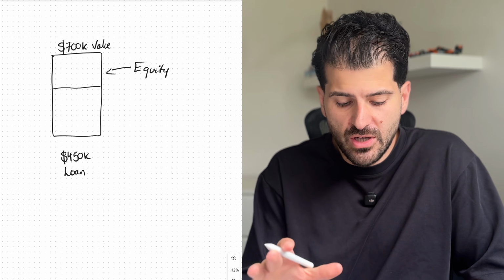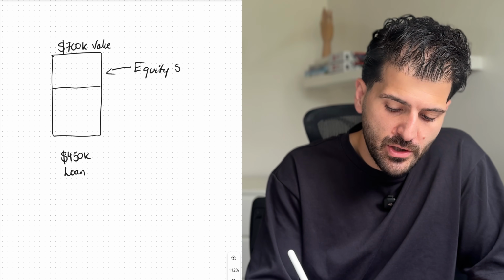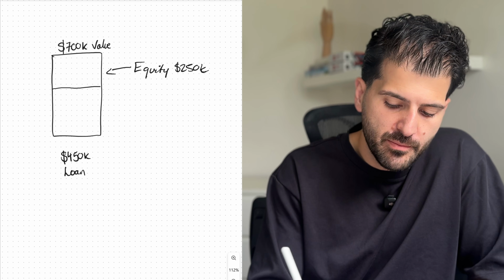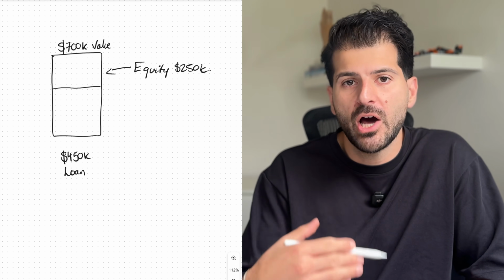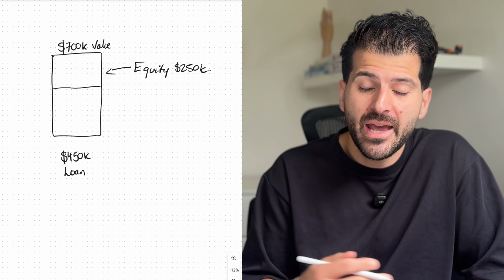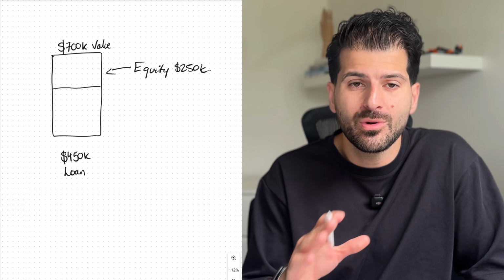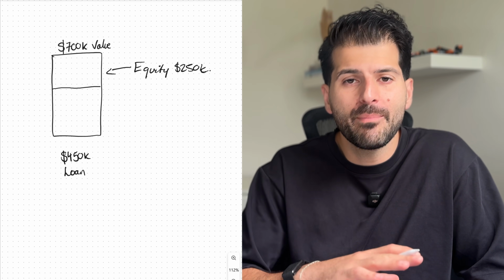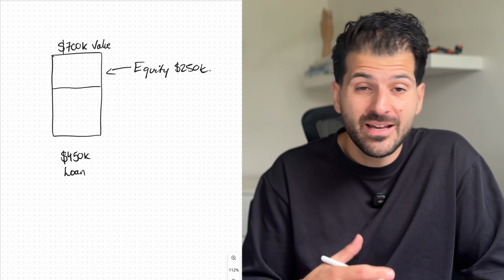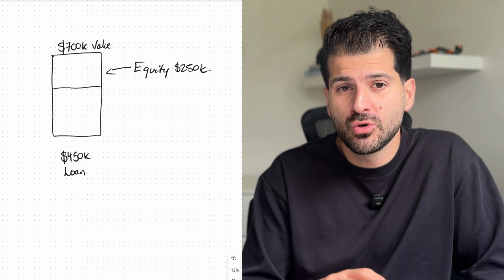But before you get too excited, you can't actually access that $250,000 worth of equity, because that would be lending to 100% of your property's value. And if you've watched any of my videos before, you would understand that the bank is all about risk mitigation, and that, even in your eyes, would seem too risky.